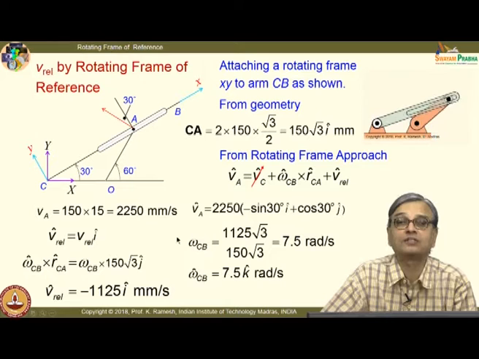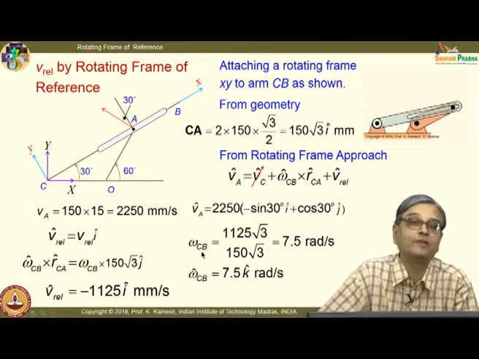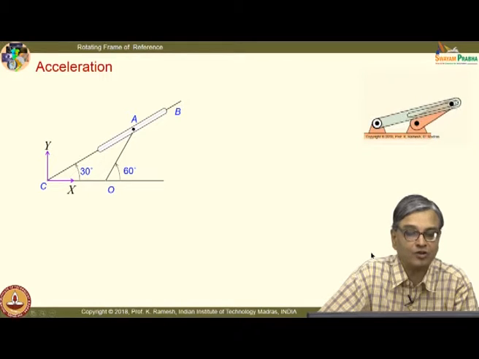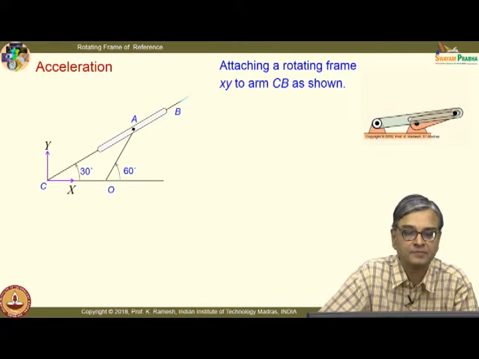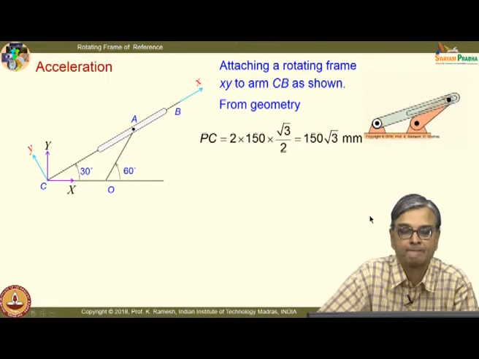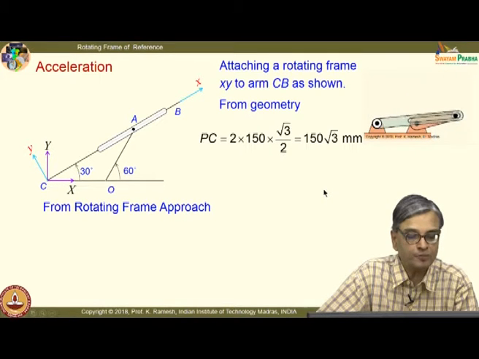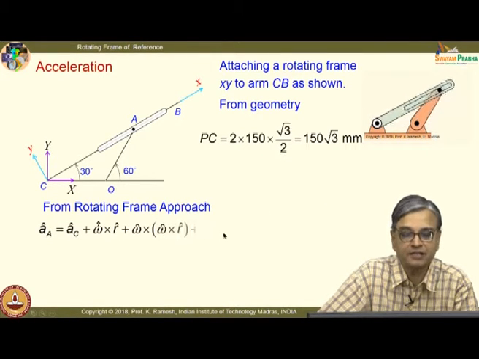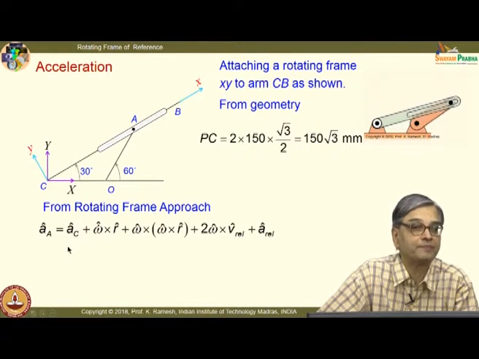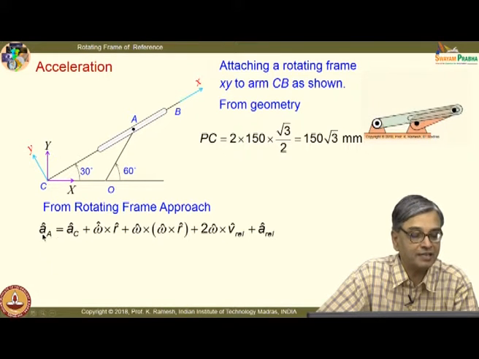Whichever way I calculate velocity, we have always seen it is better to use a vectorial approach to calculate the accelerations. Okay. So, we will get on to calculating the acceleration. As before, you have the xy axis attached to CB, and this distance is 150 root 3 millimeter, and you should be comfortable to write this expression completely for the context of the problem. Okay, I have deliberately changed this.